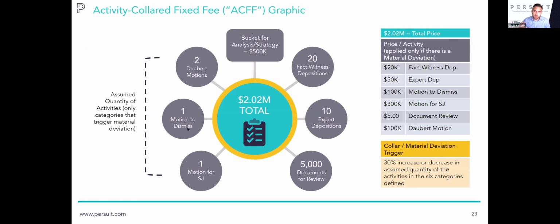And then if you look at the right-hand side, you're going to ask firms to give you a fee per activity, not because you're going to get billed per activity. You're going to be billed a pro rata amount of the total price that you agree, but you get the price per activity to know how much to adjust that price downward or upward if things change materially.